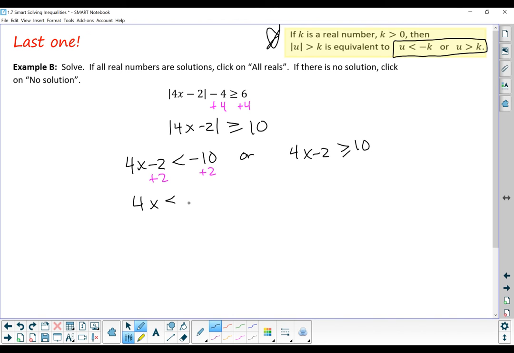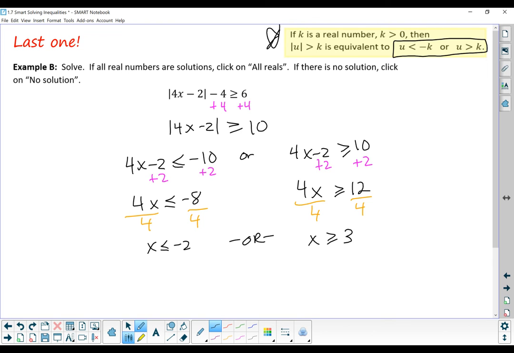4x is less than negative 8. We're going to divide by 4 to get x less than negative 2. Or, on the other side, we're going to add the 2 as well. That gives us 4x is greater than or equal to 12. And then we're going to divide by 4 just like we did before. And this time we get x is greater than or equal to 3.